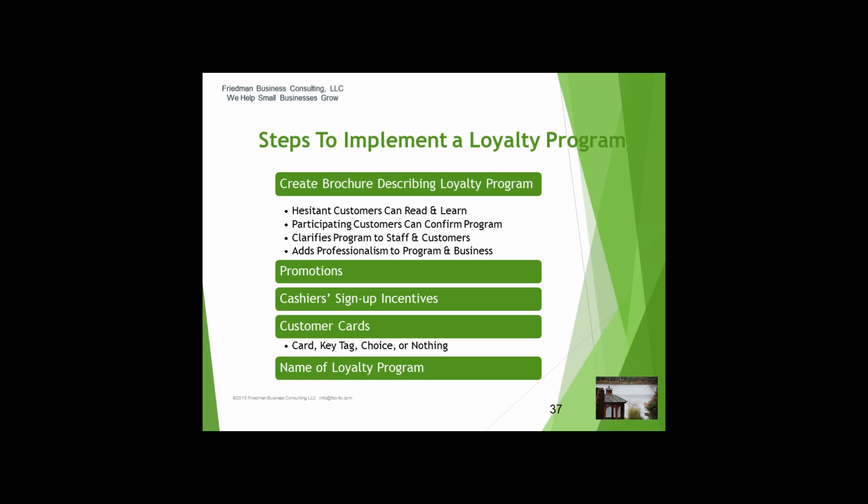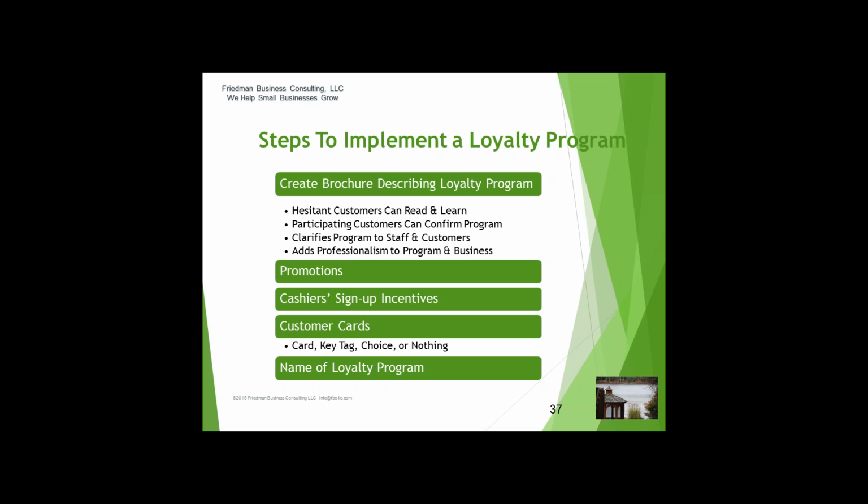I do recommend creating a brochure also. Hesitant customers can read it. Participating customers can confirm it. Some people take it home and make sure you stick to what's in there. It is a fantastic training tool for your staff. Because any staff member needs to understand the loyalty program inside and out. They'll eat and breathe it. And that brochure is their live tool for it. And certainly add some professionalism to it.